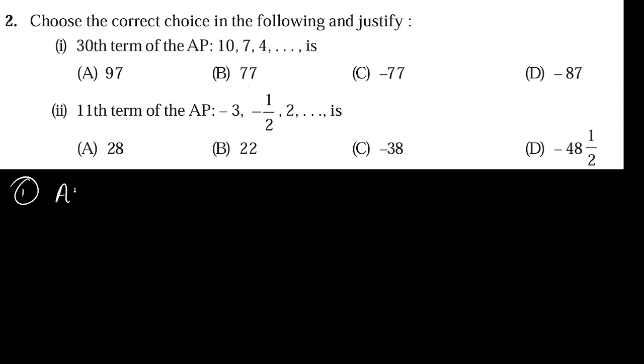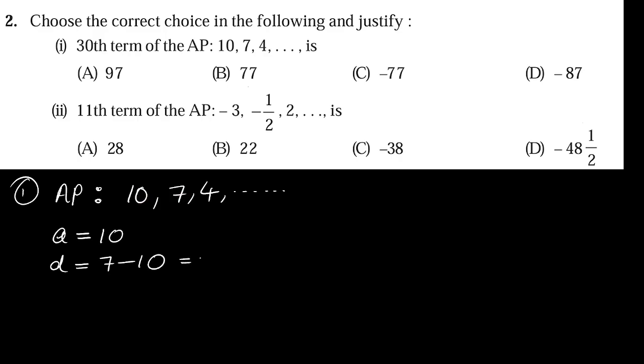The arithmetic progression given is 10, 7, 4, etc. In every question, first term and common difference is required. The first term is 10. Common difference is any term minus previous term. 7 minus 10 is minus 3. Correct? So first term is 10 and common difference is minus 3.